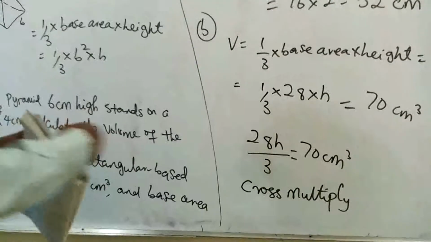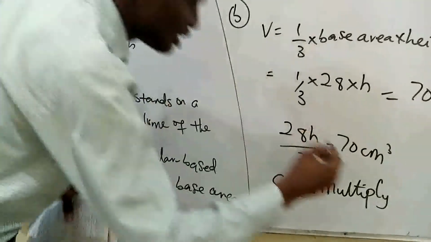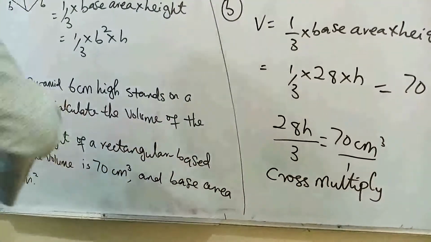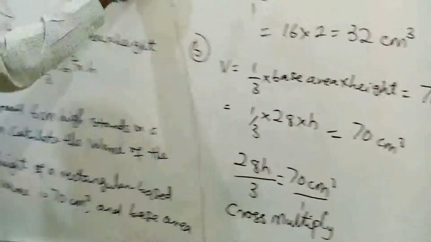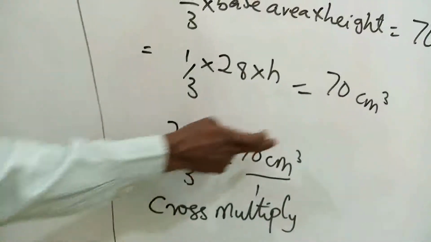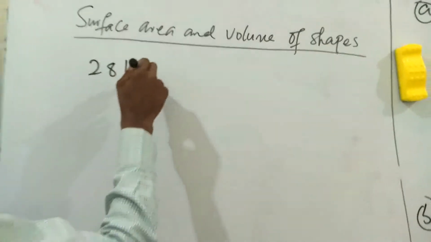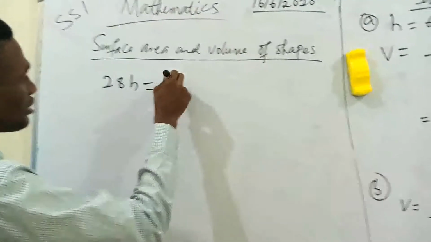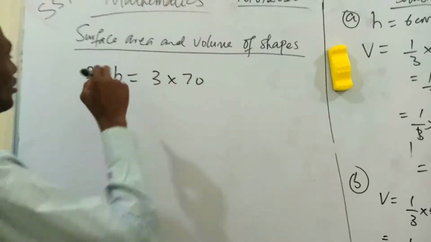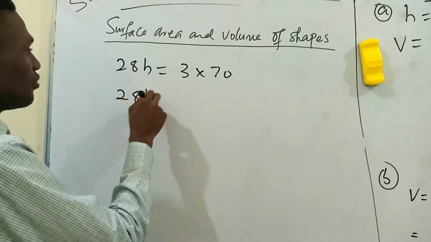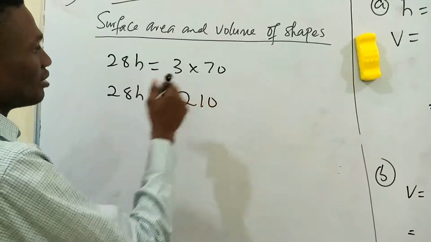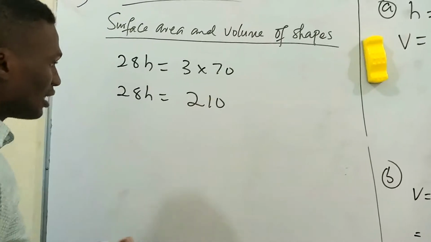We are looking for our h. We cross multiply. This is like saying h all over 1. This multiplied by this, and this multiplied by this. We have 28h equals 3 times 70. 28h will give us 210. 3 times 70 is 210.